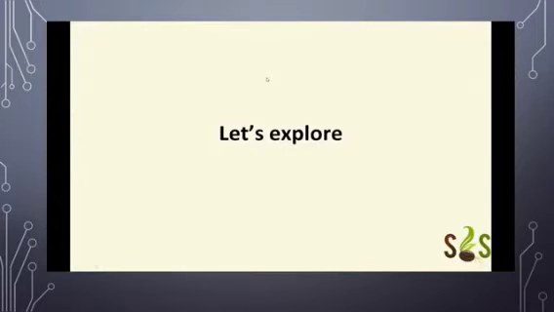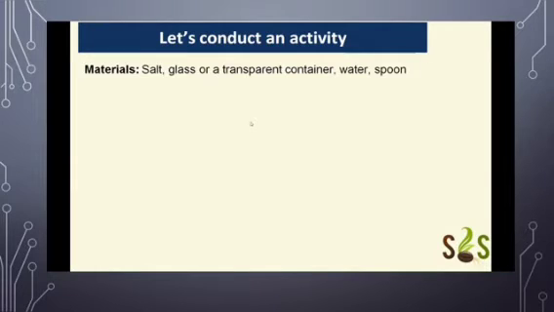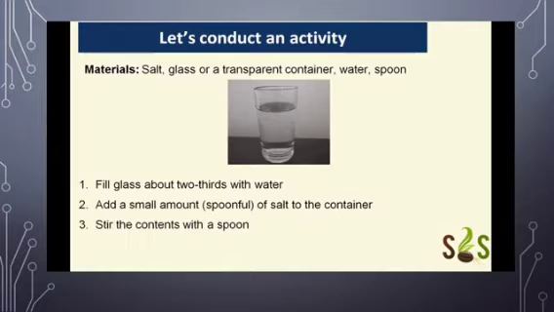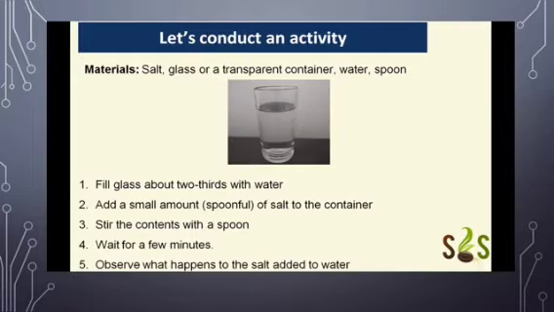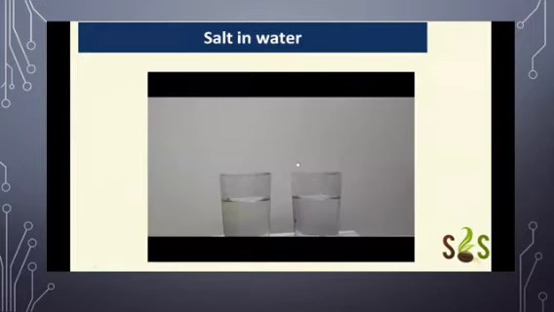Hello everyone, we'll do some exploration today. Let's conduct an activity. We'll need the following materials: salt, a glass or a transparent container, water, a spoon, etc. What we have to do is fill a glass about 2/3 with water. Add a small amount, a spoonful of salt to the container. Stir the content with a spoon. Wait for a few minutes. And then we have to observe what happens to the salt added to water. So you can conduct this experiment and see what happens, or you can see this video.